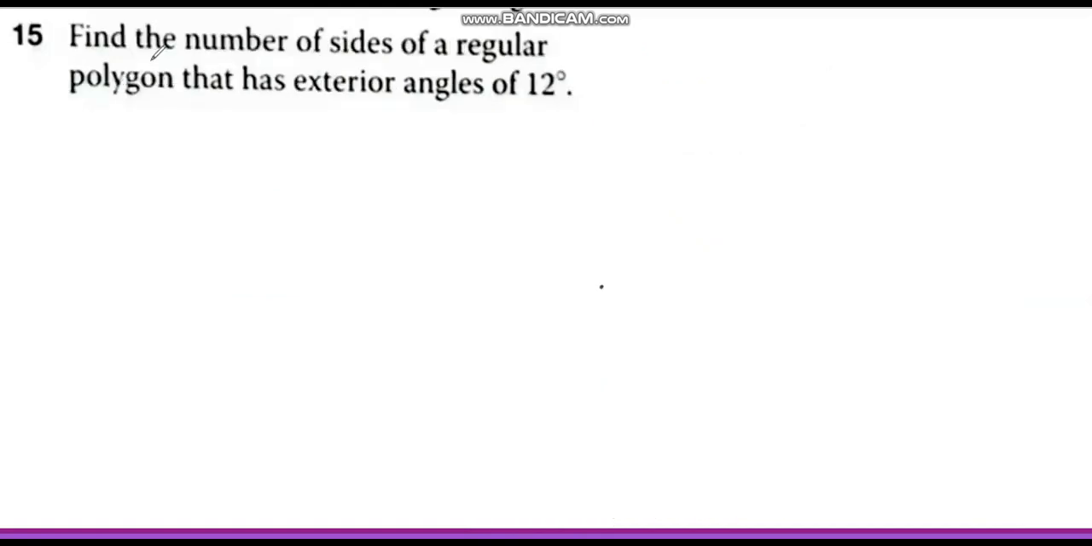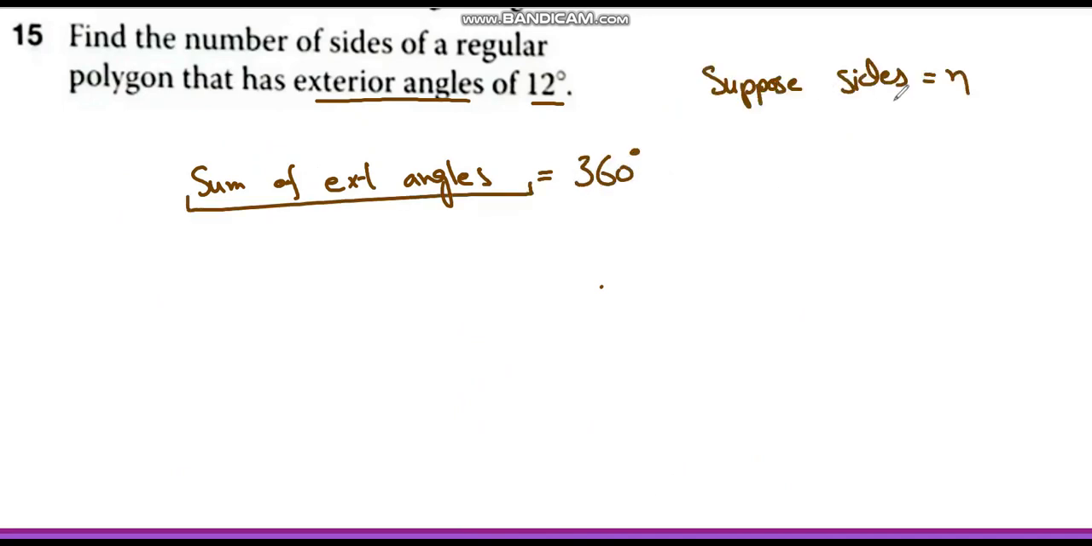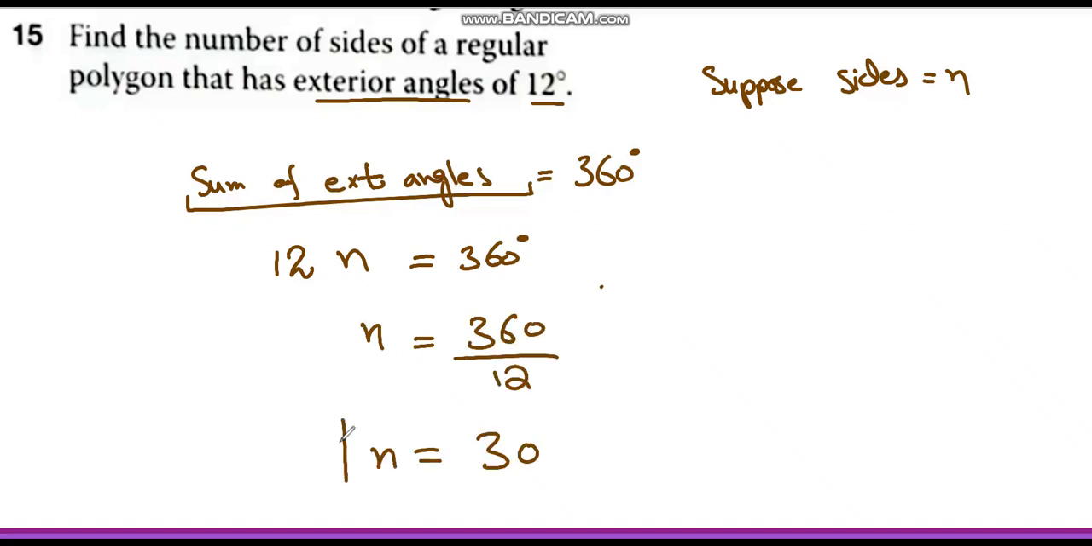In question number 15, it says to find the number of sides of a regular polygon that has exterior angles of 12 degrees. We know that the sum of exterior angles in any polygon will be equal to 360 degrees. Let's assume that there are a total of n sides. So the sum of exterior angles should be the size of each exterior angle times n. If we multiply the number of sides with the size of each exterior angle, we can write the sum of exterior angles as the product of the size of each exterior angle and the number of sides. So that should equal 360. To get the size of n, we can divide both sides by 12, and that should be 30. So the number of sides will be 30 over here.